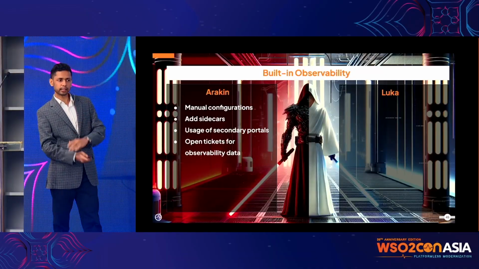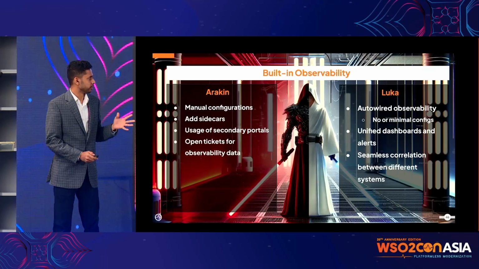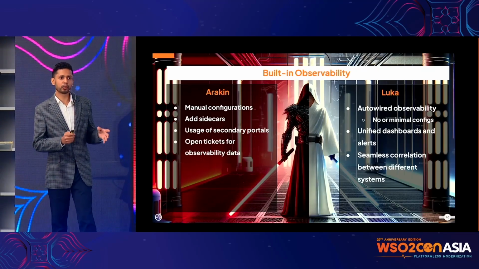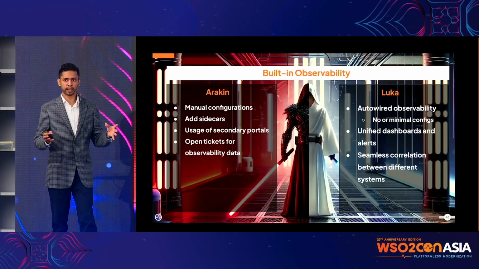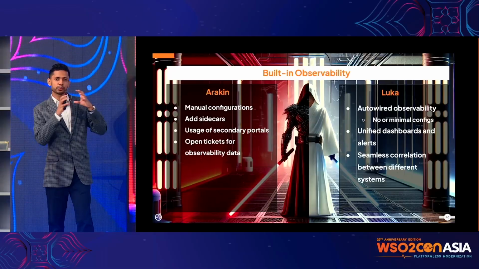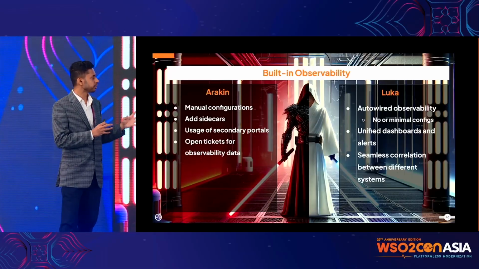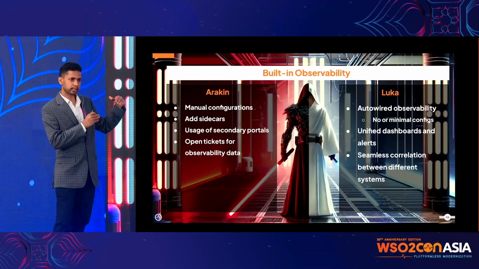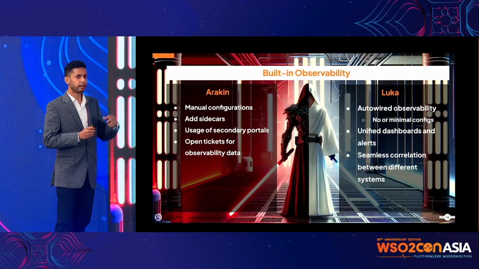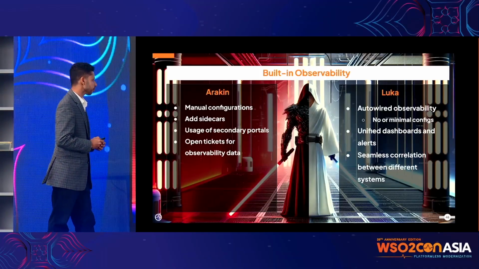In Lucas' internal developer platform world, the observability will be auto-wired. So auto-wired means there will be no or minimal configs to get your observability working. Because the platform is made and you are using golden paths to create your workloads, the golden path will ensure that your observability is auto-wired. You would usually get unified dashboards, a single place to look at all the three pillars of observability, and then also get built-in alerts for you as well.